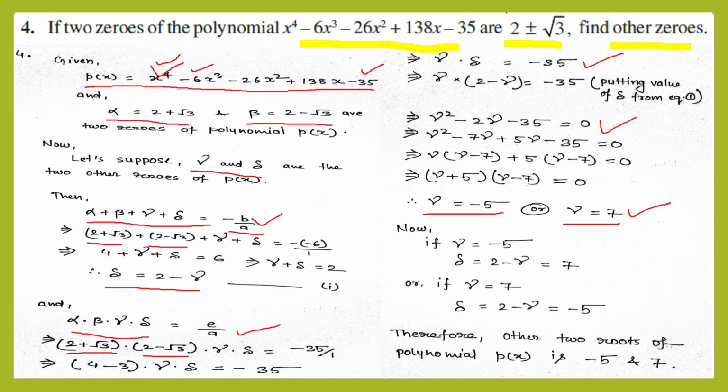When you take the value of gamma as minus 5, you will find delta as 7, and when you take the value of gamma as 7, you will find delta as minus 5. So gamma and delta can take any one of these values, minus 5 or 7. So the other two roots of this polynomial p of x will be minus 5 and 7.